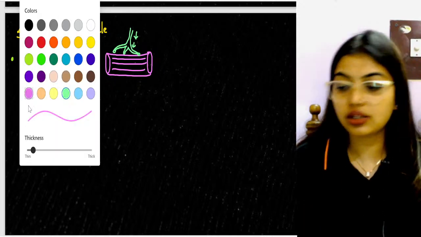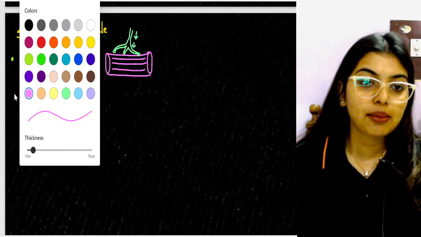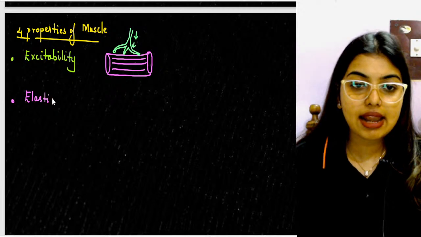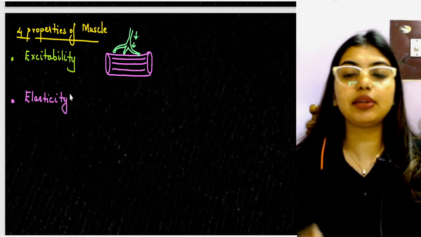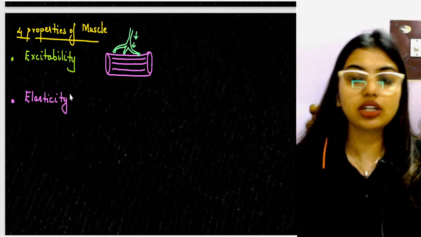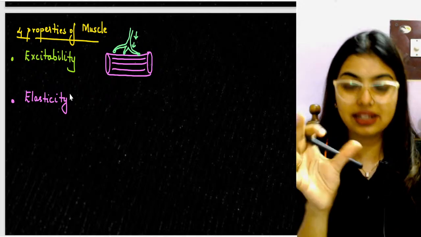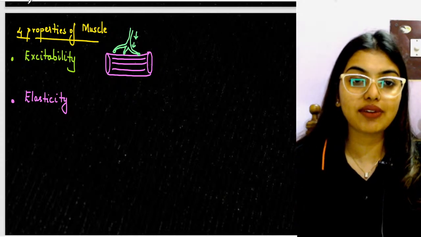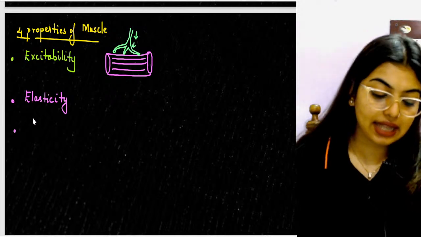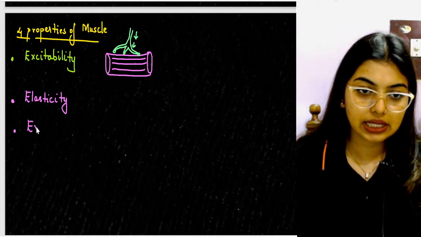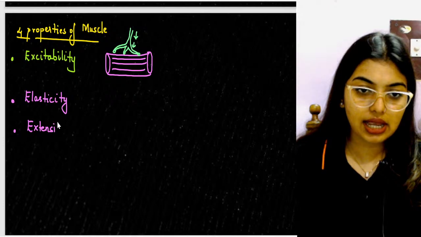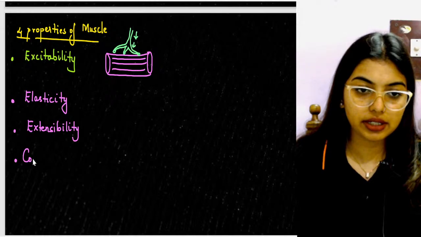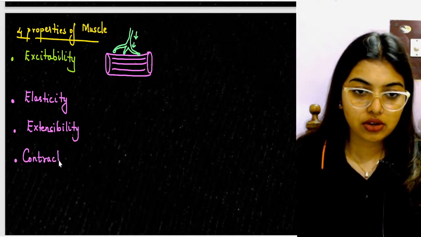Second thing is going to be what? What is the second thing? Very good, ma'am. Elasticity. Elasticity of the muscle, that means the ability of the muscle to stretch a little or to widen a little and then come back to its original position. Elasticity of the muscle to provide that flexibility. Then we have extensibility. Then we have contractibility.